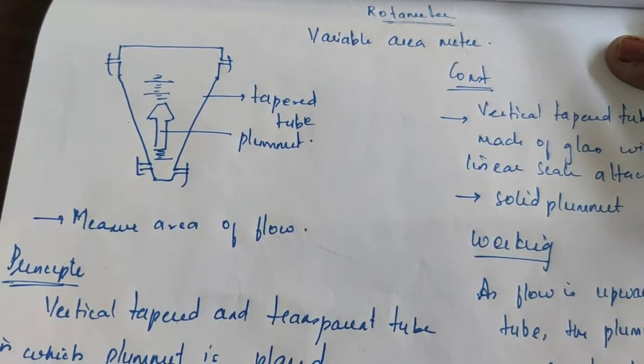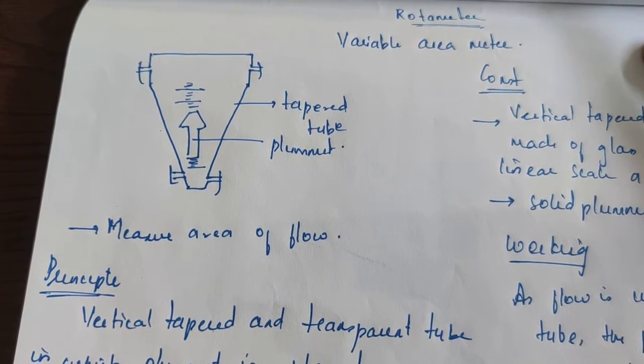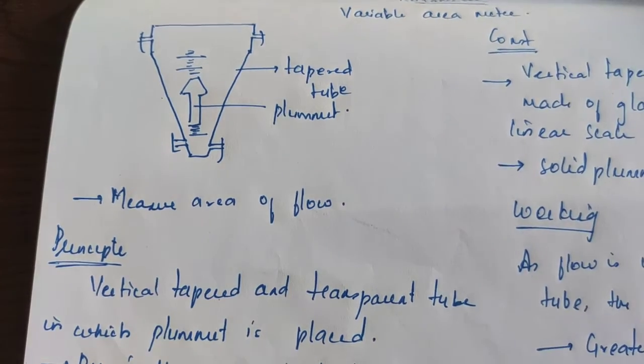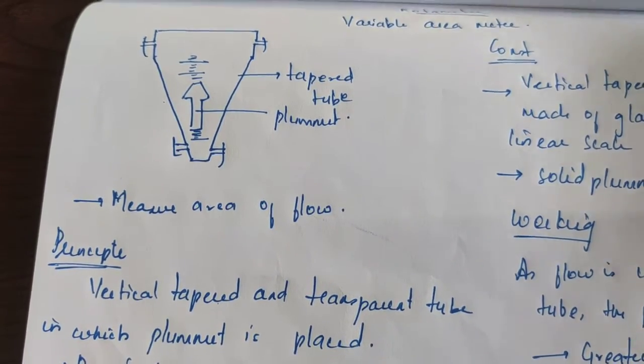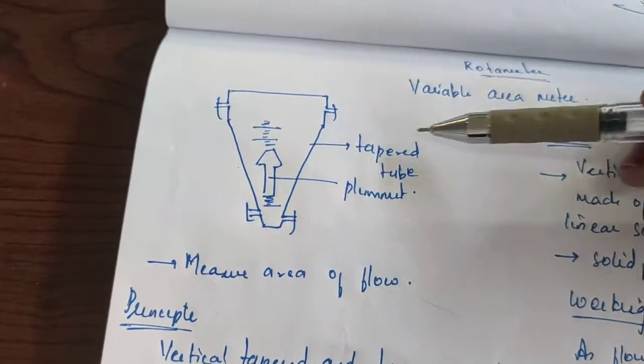Rotameter is also known as variable area meter. As the name indicates, area meter, it is used to measure the area of the flow of fluid. मतलब कितना area में flow of fluid हुआ है. Okay, to understand this rotameter, you have one diagram here.